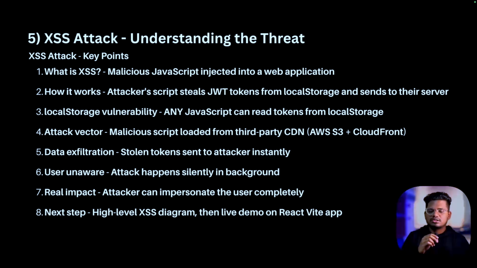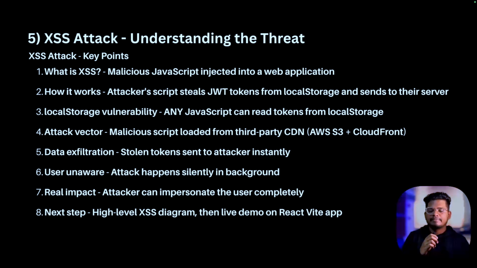In our demonstration, we are using a malicious script loaded from a third-party CDN, specifically AWS S3 with CloudFront. This mimics real-world attack scenarios where compromised npm packages or malicious CDN scripts get loaded into production apps. The scary part, the attacks happen silently in the background. The user never knows their token has been stolen until it's too late. And once the attacker has your JWT token, they can impersonate you completely. Access your data, make purchases, delete your account, everything.